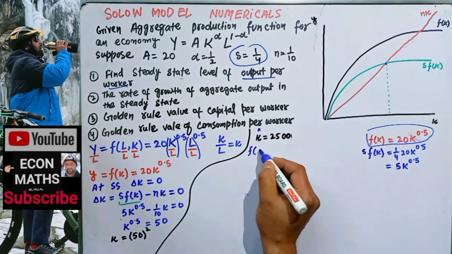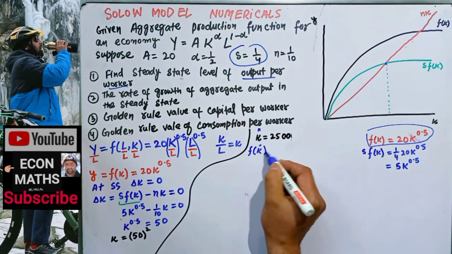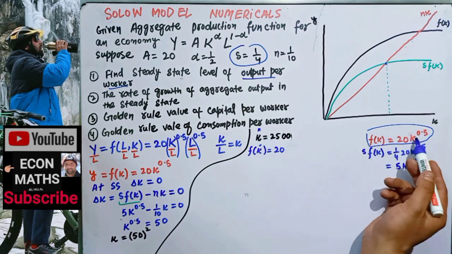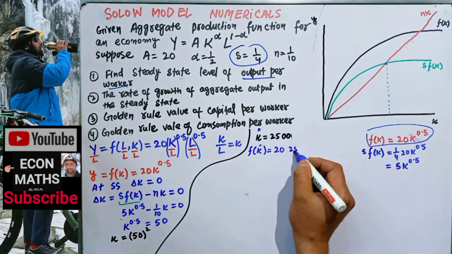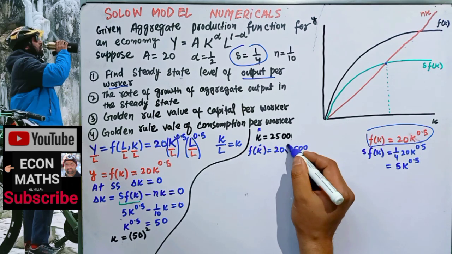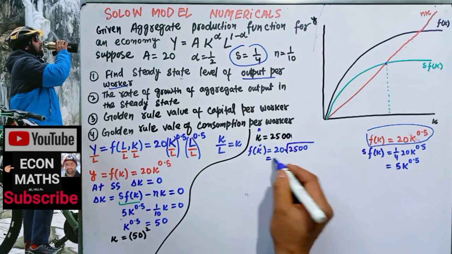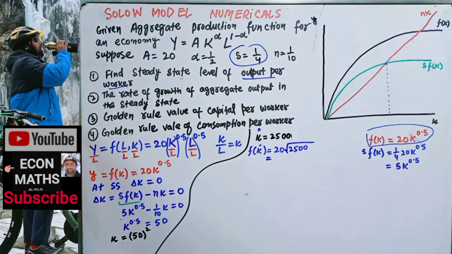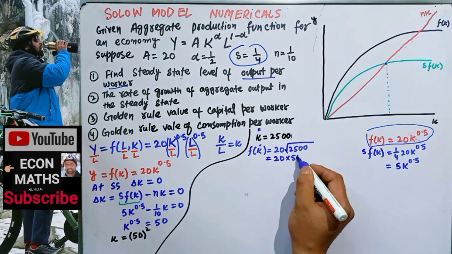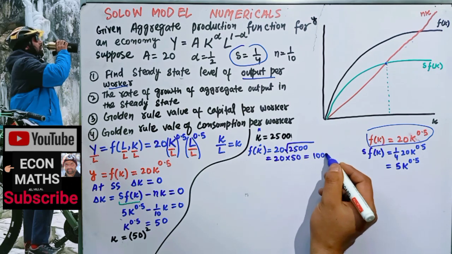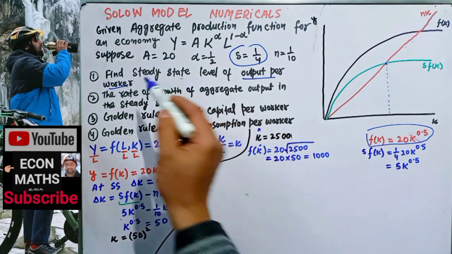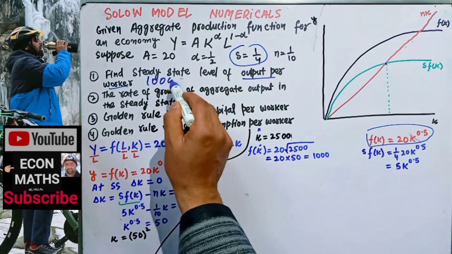That means f(k*) will be equal to 20 times, since k* is 2500, in place of k I can write 2500 to the power 0.5, which means the square root of 2500. This comes out to be 20 into 50, which is 1000. That means our steady state output per worker will be 1000.